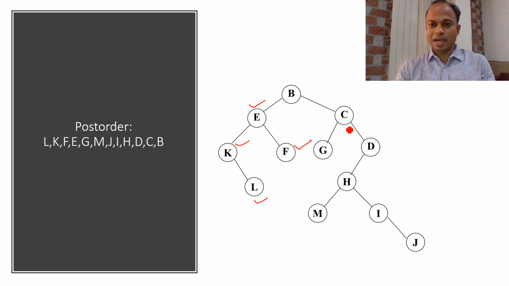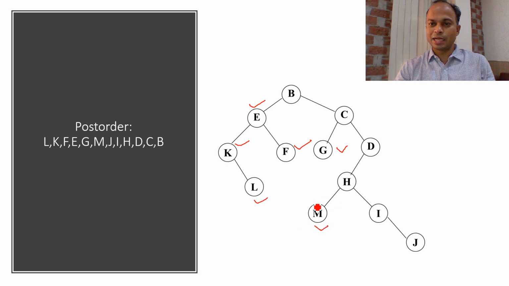We have to visit the left subtree first, and this is here G. We are visiting G. After the left subtree, we have to visit the right subtree, and D is here the root of the right subtree. We have to visit the left subtree first. H is here further root. We have to visit the left subtree first. We are at here M. We are visiting here M.